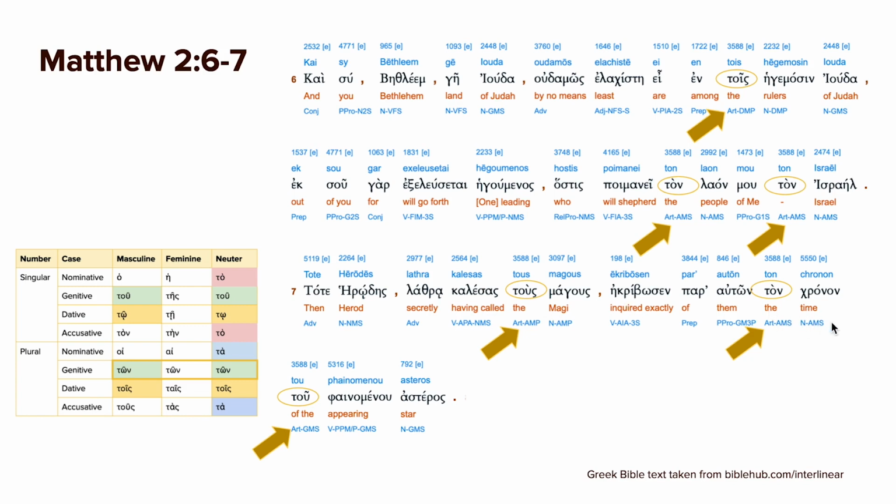And then we have ton chronon, the time. He wants to know the time, so he inquires the time. Again, it's the object of inquire. So it's ton chronon. Again, ton. And then tou, genitive masculine singular, and then appearing is genitive masculine singular. This is actually a participle. We'll talk about those another time. But it modifies star, genitive masculine singular. So the time of the appearance of the star. So the time of the star's appearance. That would be genitive, right? Because it's kind of the time of the appearance.